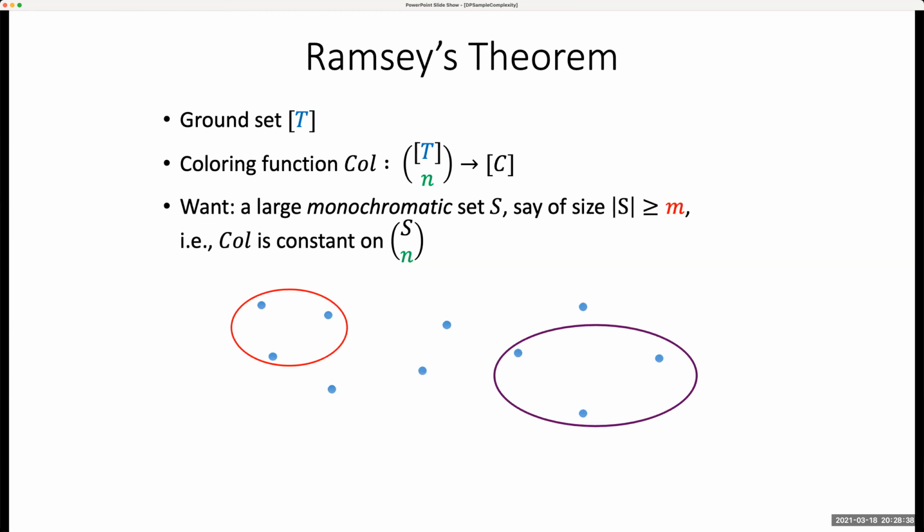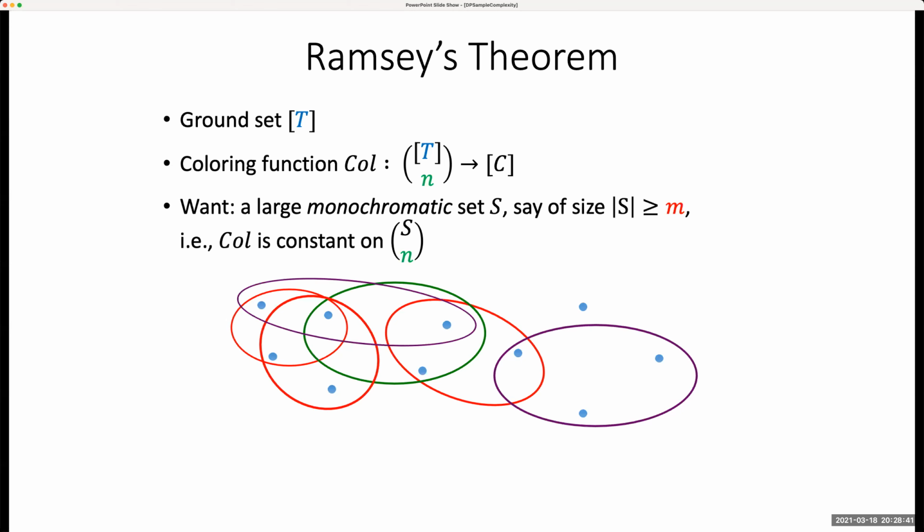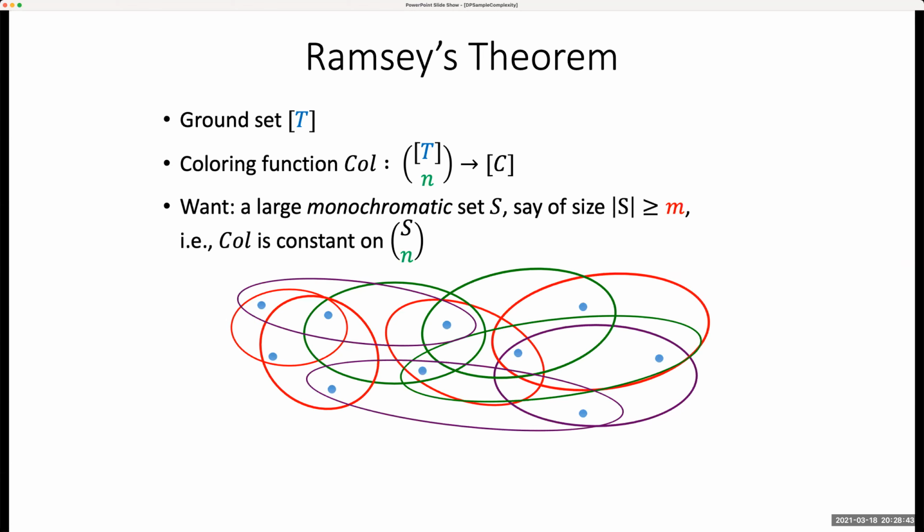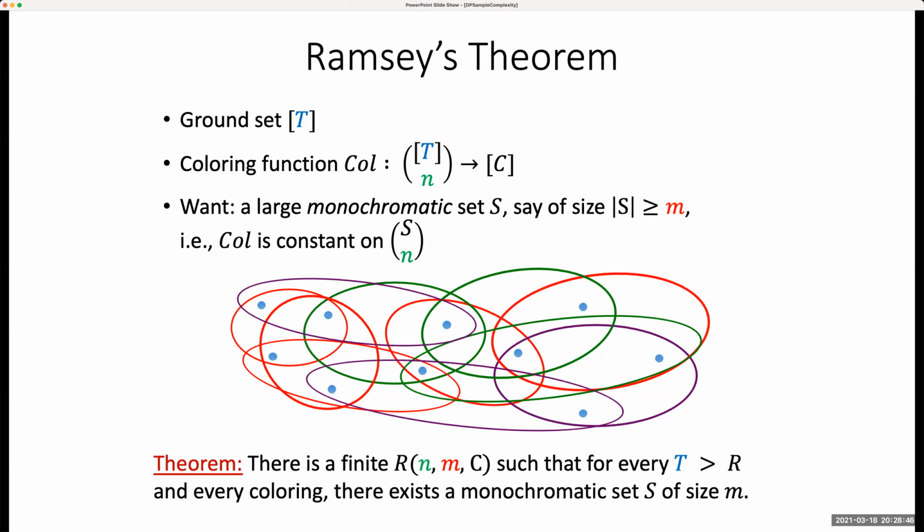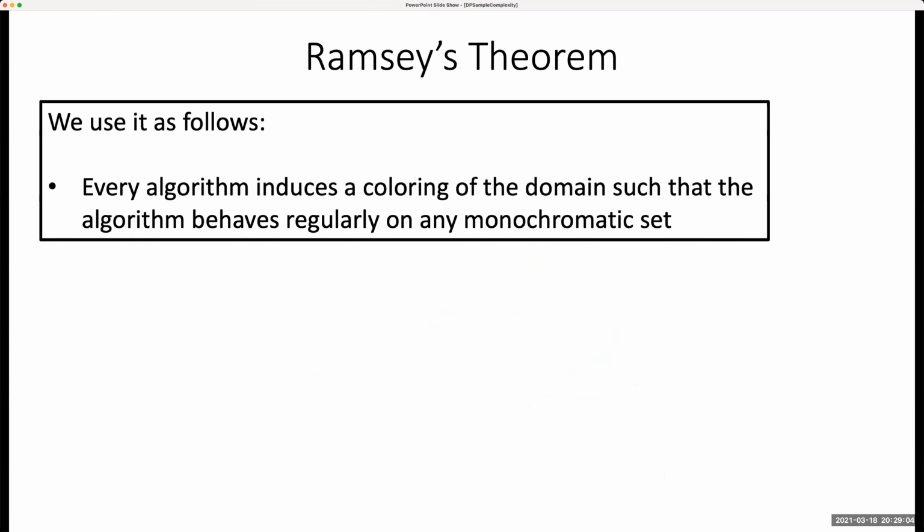So formally, this is a coloring. Here we color triplets with, say, 3 colors. What Ramsey's theorem tells us is that if the domain size is large enough, if T is larger than some function of these parameters, then we can always find a monochromatic set of size n. And we use it as follows. We take an algorithm. The algorithm is defined on samples of length m, and then we define from it a coloring of all m-subsets of the domain.